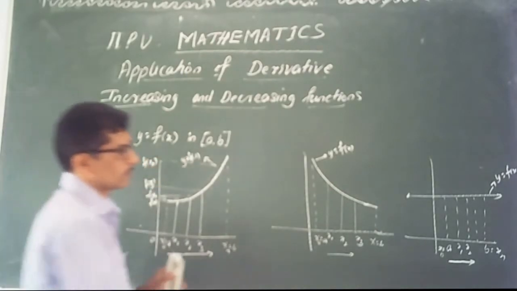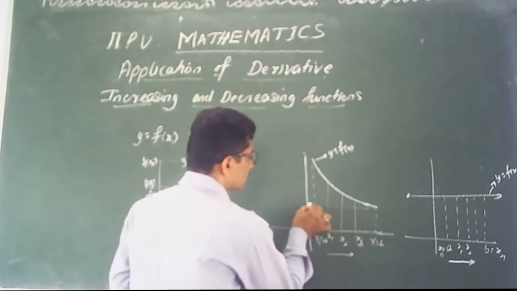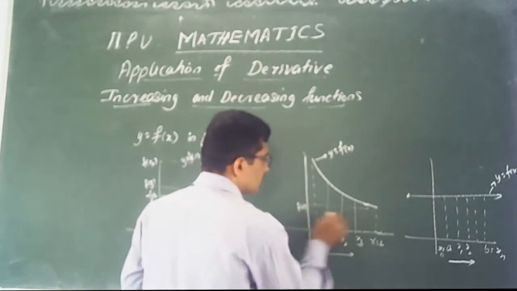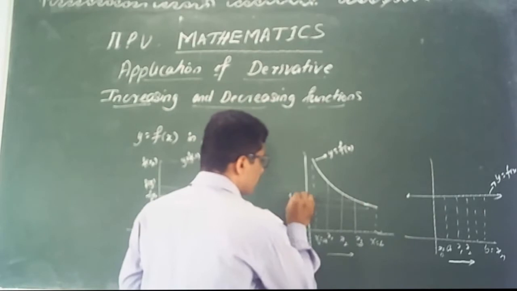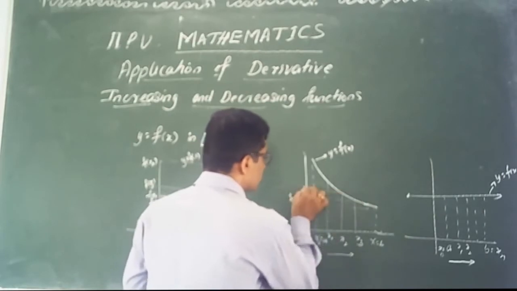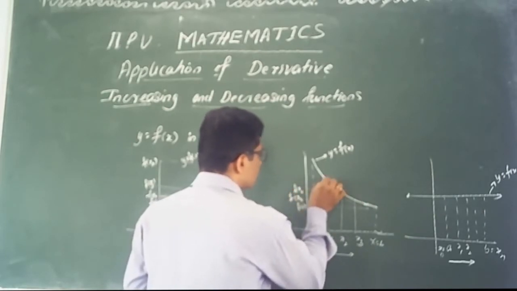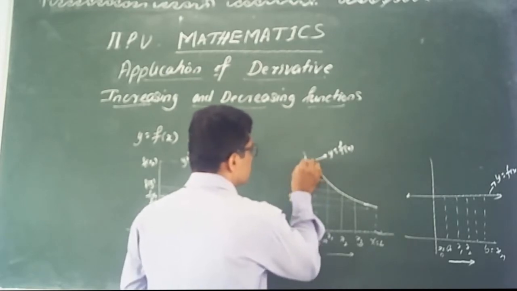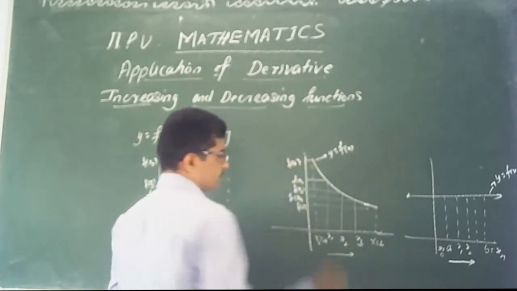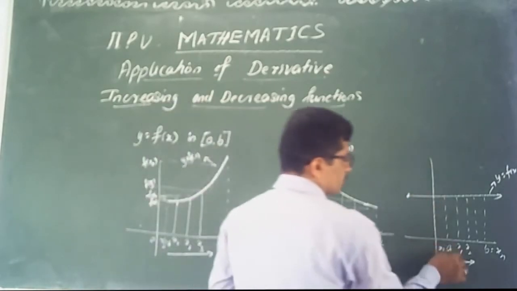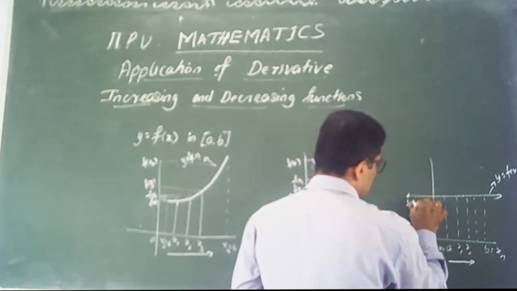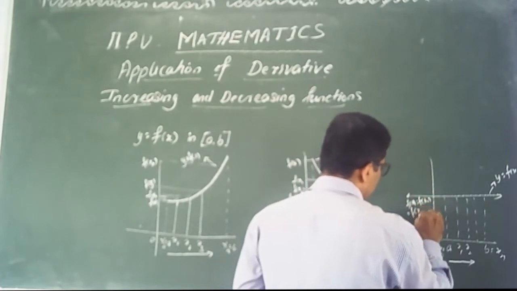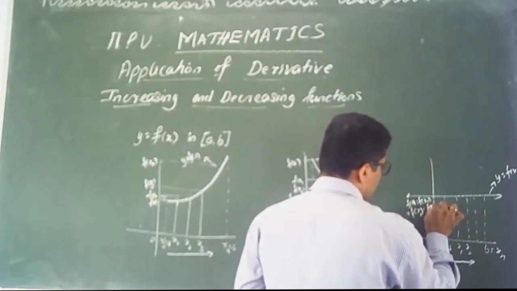Clear? Here also this value is f of b, this value is f of x3, this value is f of x2, this value is f of x1, this value is f of a. Here all these values f of a, f of x1, f of x2, up to f of xn.